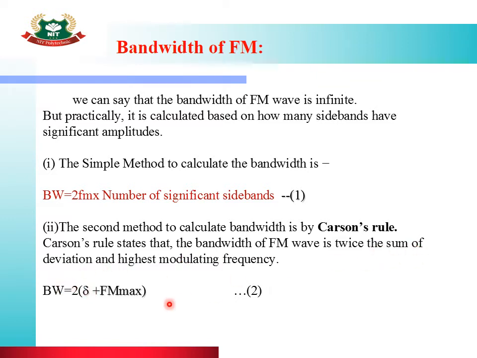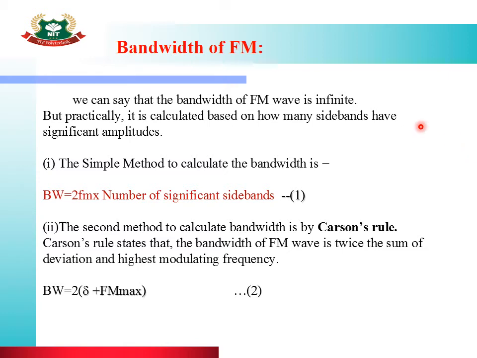So the formula is given as bandwidth is equals to twice of delta plus fm max. Bandwidth is equals to twice of delta plus fm max. fm max मतलब modulating frequency maximum plus deviation into 2. That is the bandwidth which is calculated by using the Carson rule.